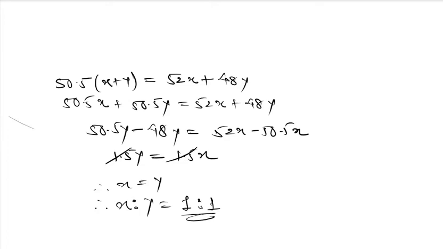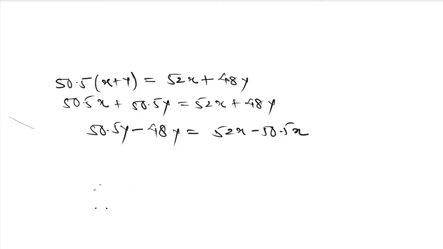50.5y minus 48y. So 50 minus 48 is 2, but 50.5 minus 48, it's my mistake. I'm extremely sorry for this. This is 2.5. It cannot be 1.5. I'm sorry for all this. It's my mistake. So this is 2.5y is equal to 1.5x.